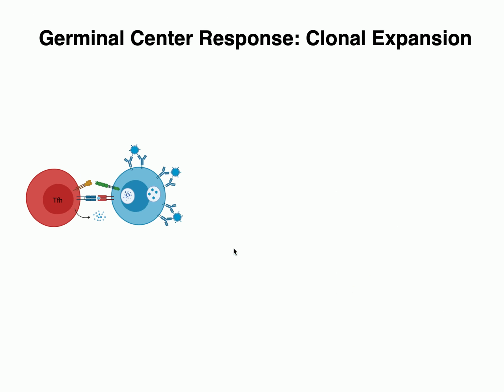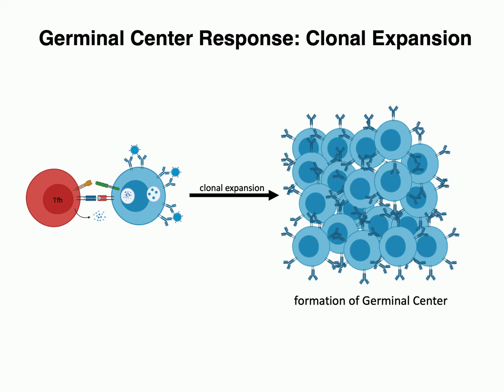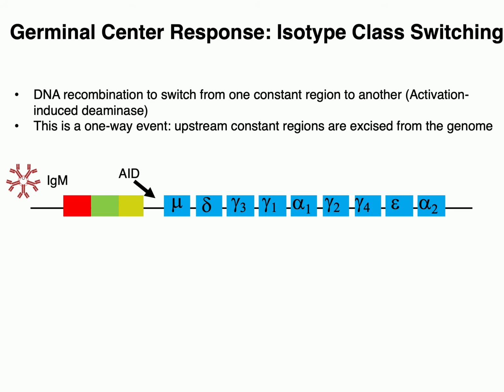When this happens, this induces the germinal center response, which is primarily characterized by the rapid clonal expansion of B cells and is what leads to the physical features of the germinal center. There are a number of important things that happen within the germinal center, all of which are dependent on the help that is provided by those T cells. The first is isotype class switching.